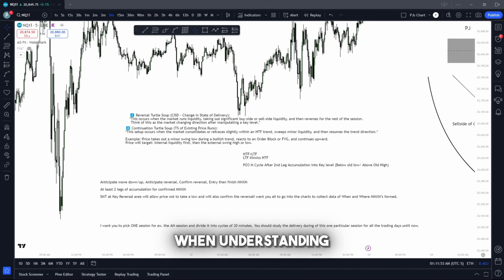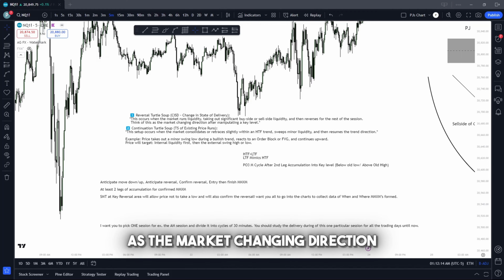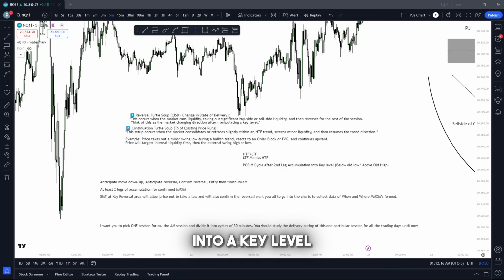When understanding runs on liquidity and our turtle soup, we need to understand there are reversal turtle soups and continuation turtle soups. The reversal occurs when the market runs liquidity, taking out significant buy side or sell side liquidity levels, and then reverses for the rest of the session and or the day. Think of this as the market changing direction after manipulating into a key level.